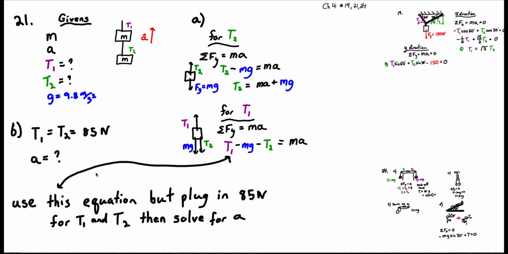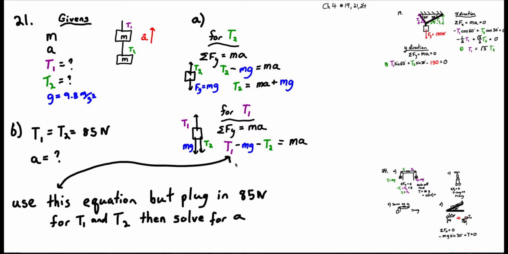So for this one, I need to come up with an equation where I can solve for A. And I know T1 and T2 now. So if you look at this equation right here, well, I already have it set up where T1 minus mg minus T2 is equal to mass times acceleration. We already came up with this equation that has T1 and T2 in it.